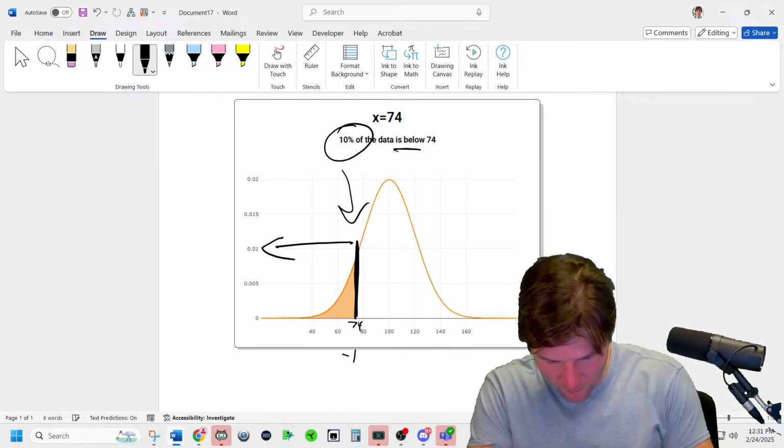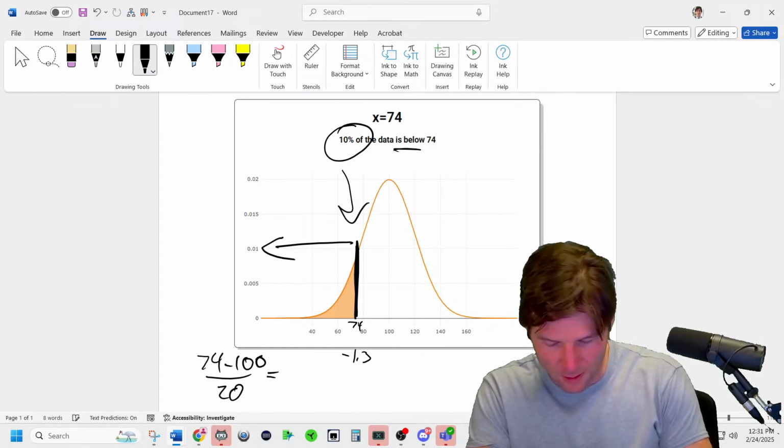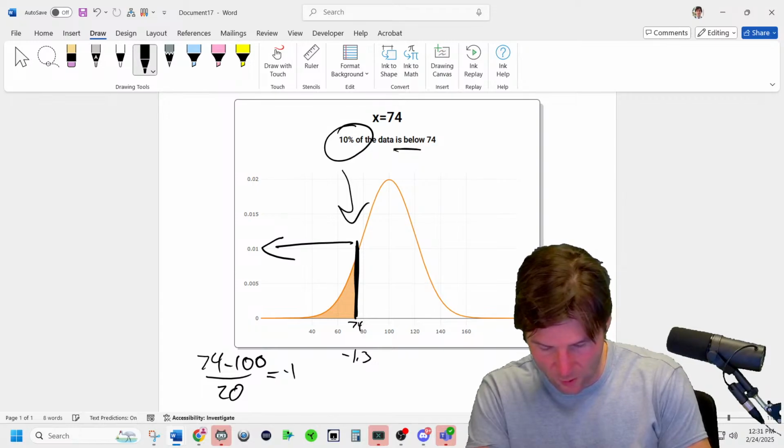We could double check the z-score, but I believe it is 74 minus 100 over 20. And that's going to equal, yes, negative 1.3.